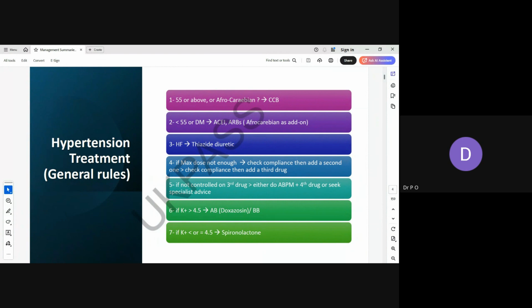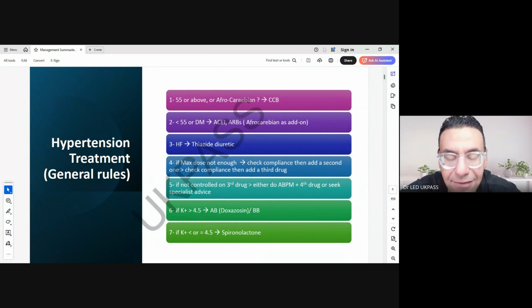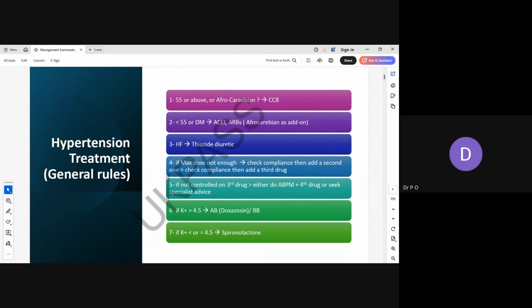Okay. Patients with heart failure and hypertension, then the first choice of their treatment is actually thiazide, because thiazide is a very good anti-hypertensive medication plus a very good diuretic. Okay. I hope it's clear. I hope it is. Thank you.